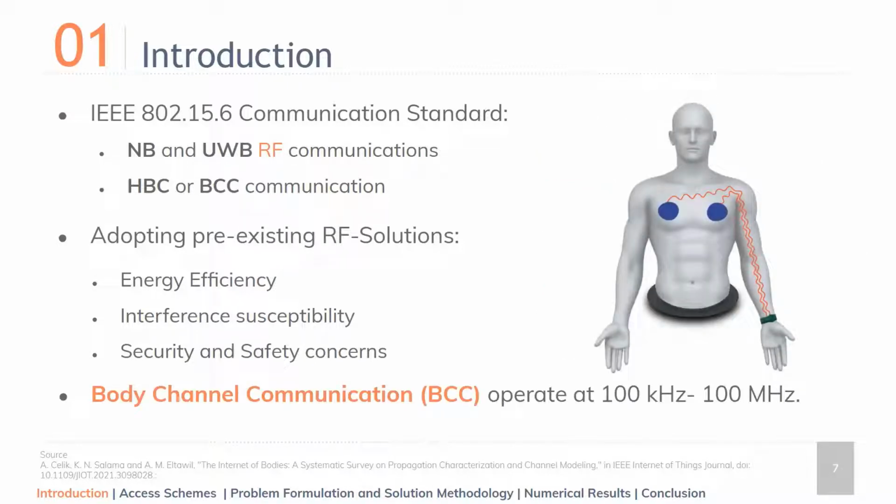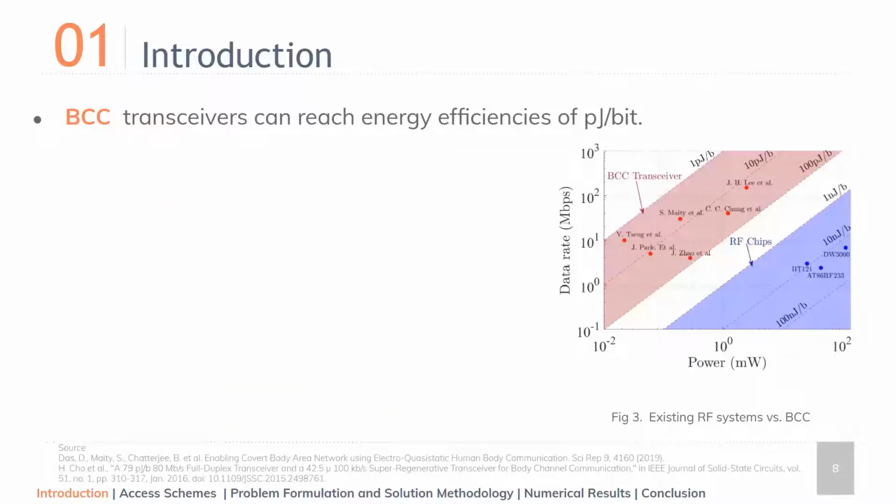As an alternative, there is body channel communication, which is also defined by the same standard, and which confines the transmission signal to the human body via electrostatic fields at 100 kilohertz and 100 megahertz. And thanks to the body conductivity, the signal then experiences a lower path loss, which is translated into a lower transmission power. In addition, it improves the signal confinement, reduces signal leakage, and as a result, it enhances the physical layer security. To further compare between BCC and RF, we look at existing BCC transceivers and RF chips.